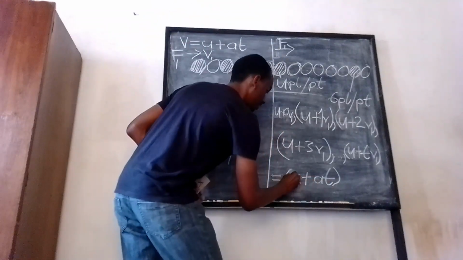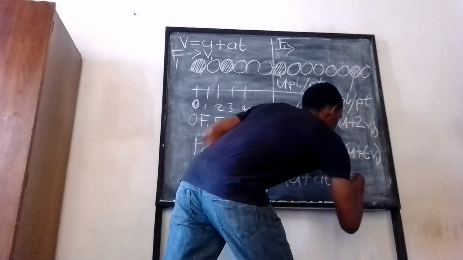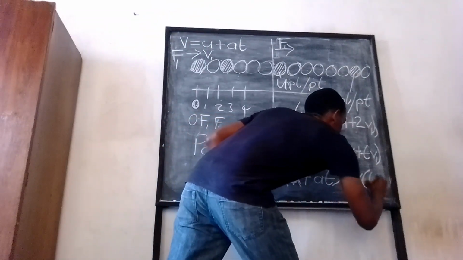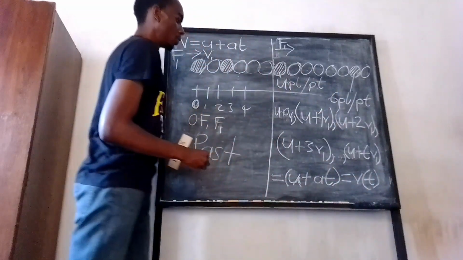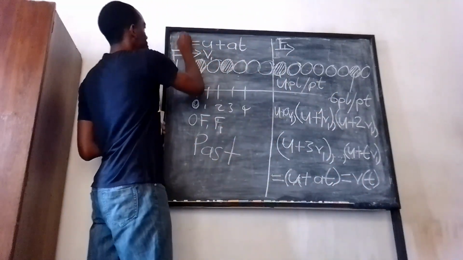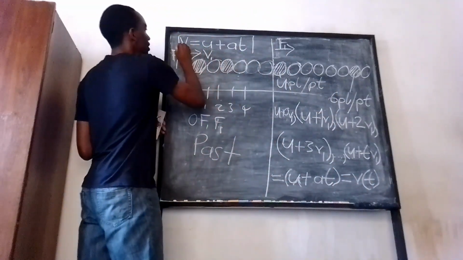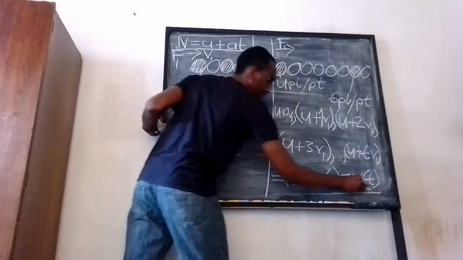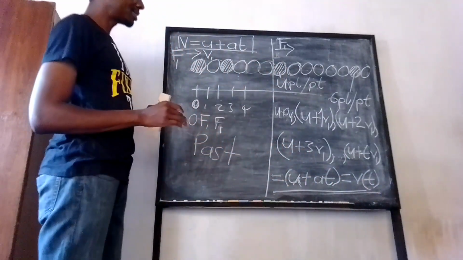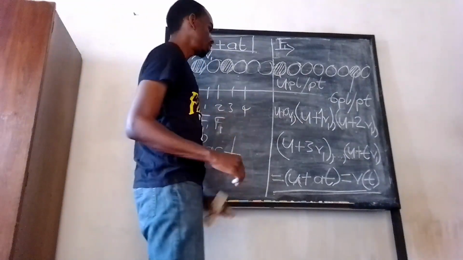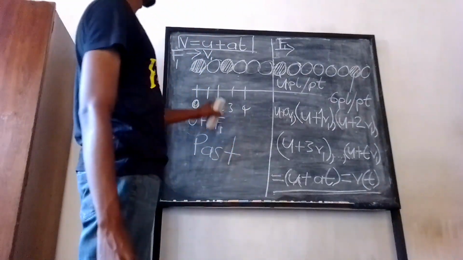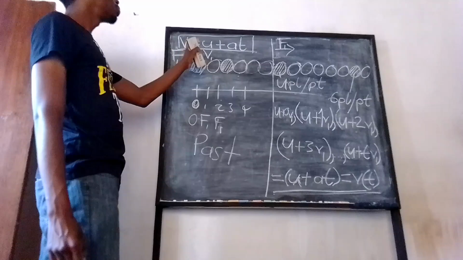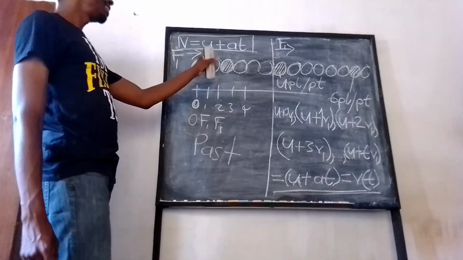So this is the velocity at time t, which is what we wanted to begin with. V is equal to u plus at. So this is the non-traditional approach of deriving the equation of motion. V is equal to u plus at.